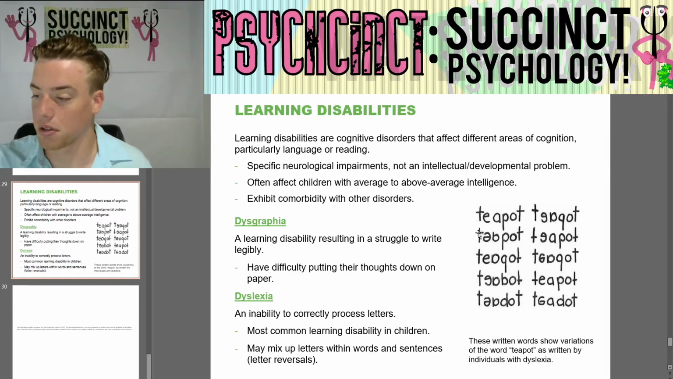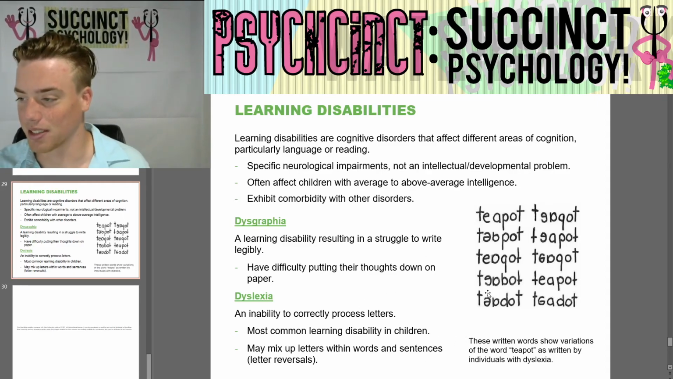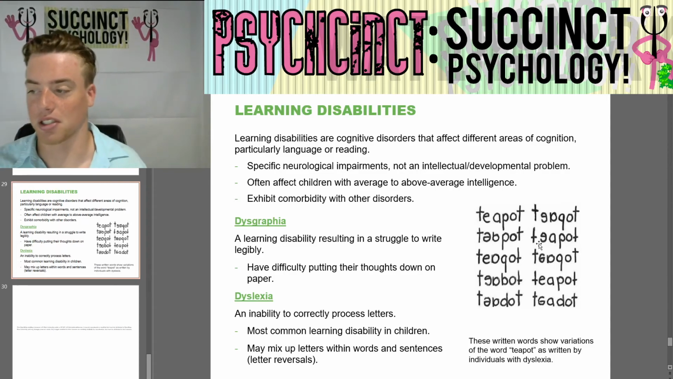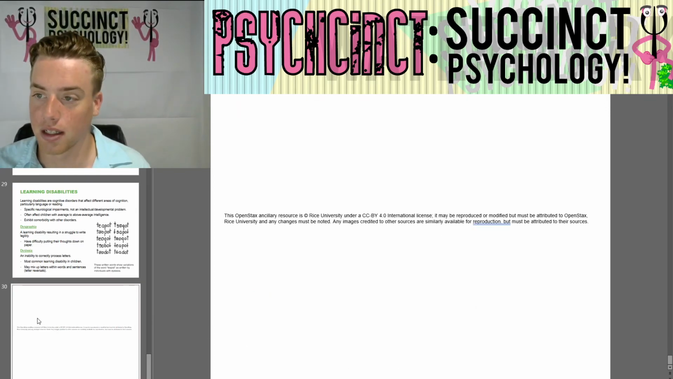These written words show variations of the word teapot as written by individuals with dyslexia. So, you have teapot, but you can see all the different ways that the letters get arranged, and why that makes reading difficult. Because I see teapot, but someone with dyslexia will see this, and it's like, what is that? What word is that? It's nonsense. So, continuing on.